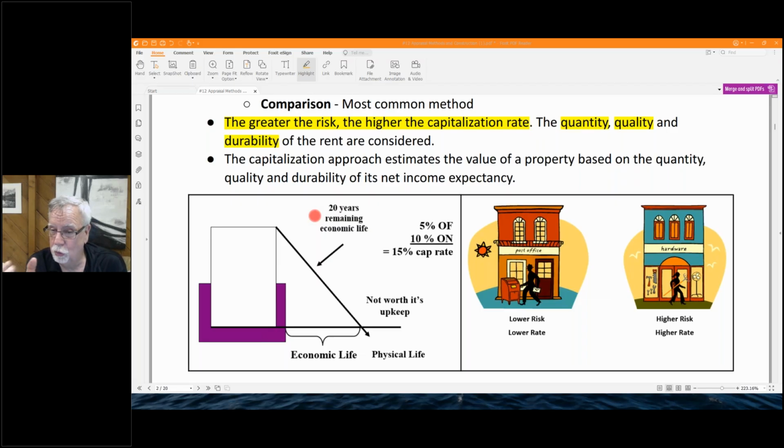Let's say the building has a 20-year remaining economic life. That means that the investor would need to get 5% a year in order to just break even. This is the Inwood and Hoskold idea, right? So if I got 5% a year for 20 years, I would get 100% of my investment back. I would break even. So I need 5% a year just to break even.